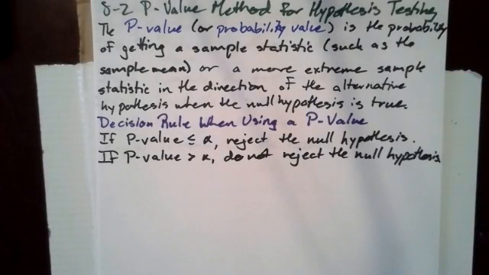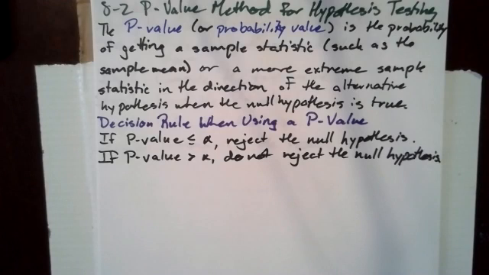In this video, we will discuss the p-value method for hypothesis testing. The p-value, or probability value, is the probability of getting a sample statistic such as the sample mean, or a more extreme sample statistic in the direction of the alternative hypothesis when the null hypothesis is true.